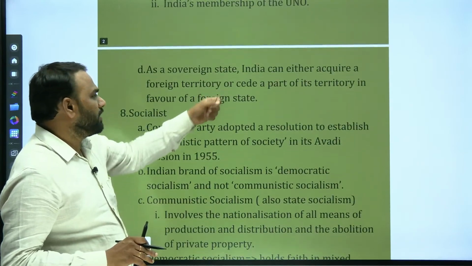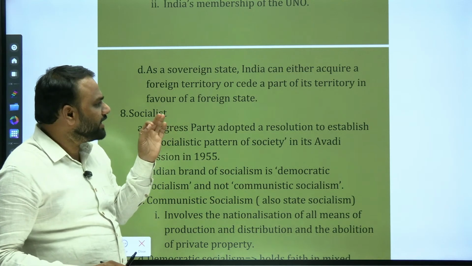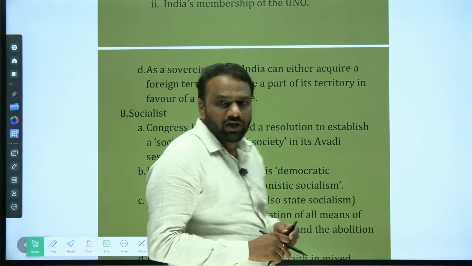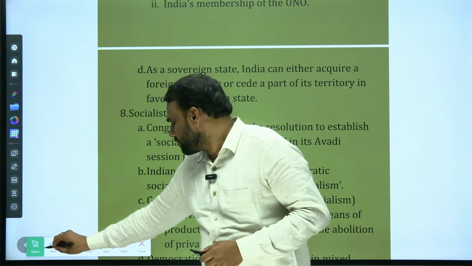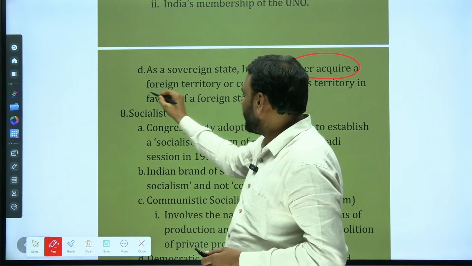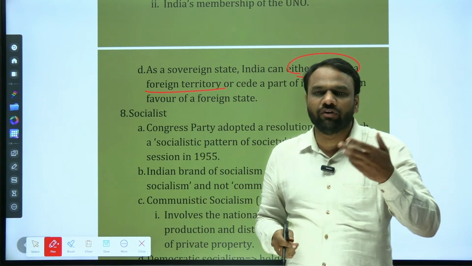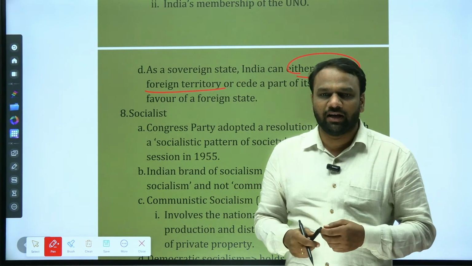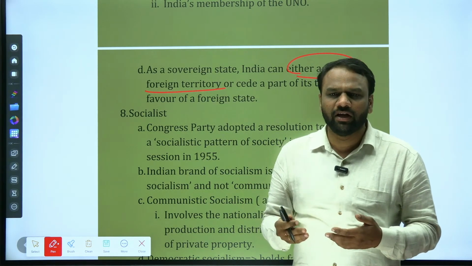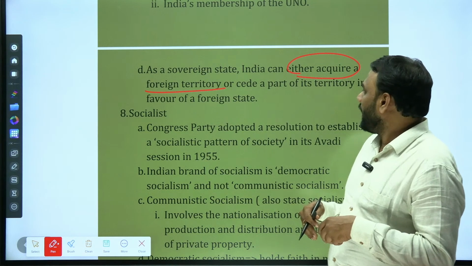Next, as a sovereign state, India can either acquire a foreign territory or cede a part of its territory in favor of a foreign state. So what does it indicate? India can either acquire a foreign territory. Acquiring a foreign territory means we can capture territory which belongs to some other country. Generally India is an always peace-loving country and will not do it. But if the circumstances demand, then definitely India can acquire foreign territory.